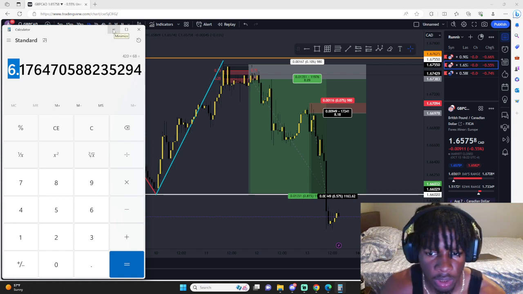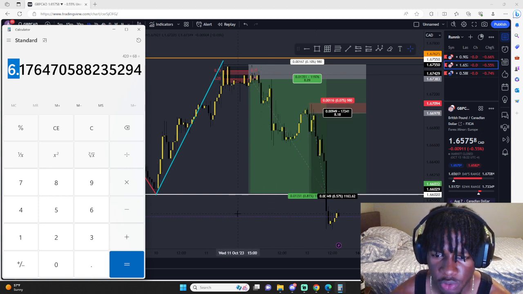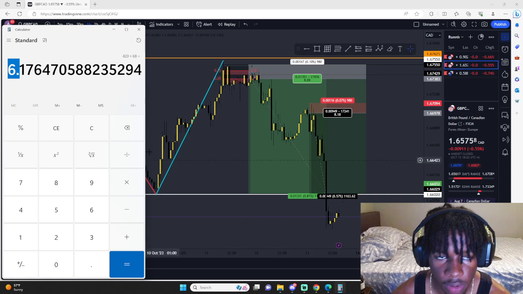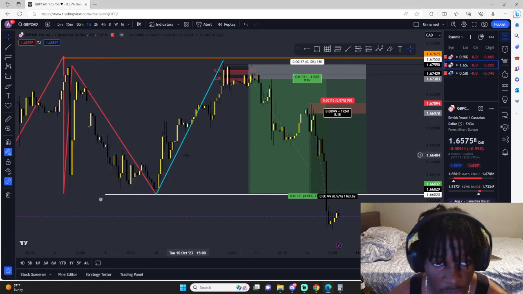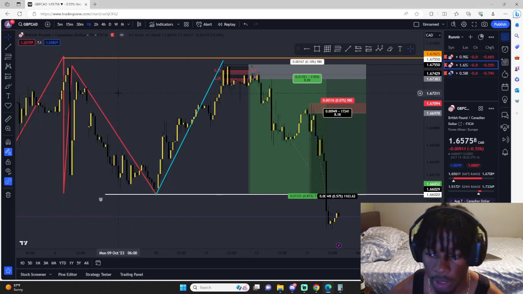I'm not tripping that I didn't catch the 1 to 7, which was probably around this area. 1 to 8 could have probably been around here. But like I said, we made some profit. That definitely paid me out for the whole week.